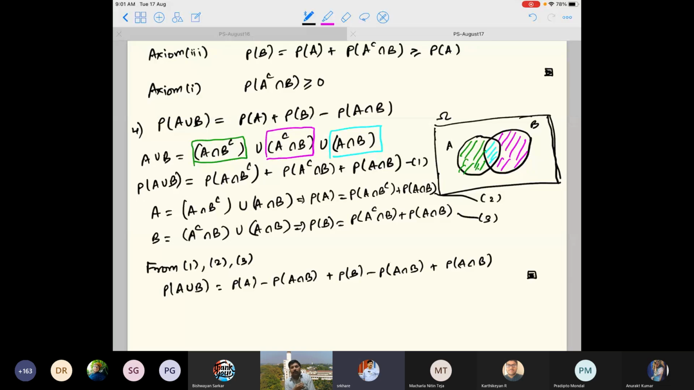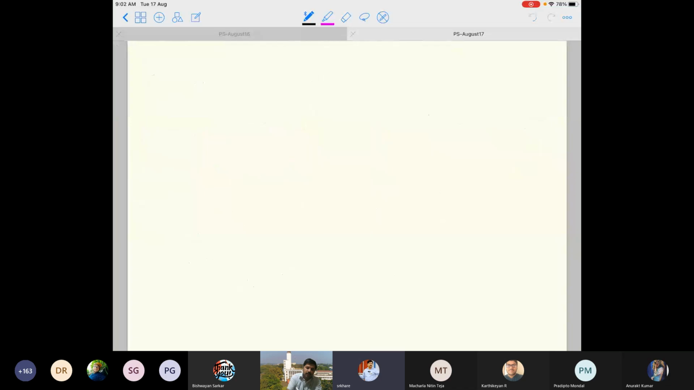Is that okay? Is it clear? Only set theory, right? I'm just using set theory. So next, now you know what I'm going to do.